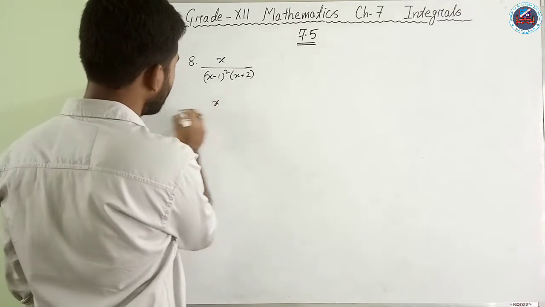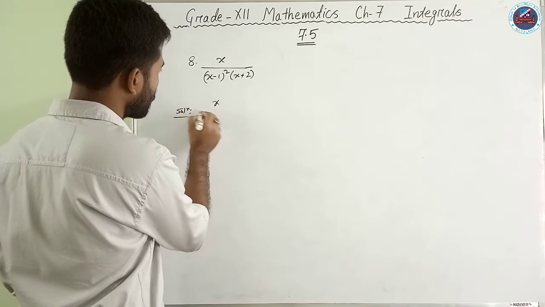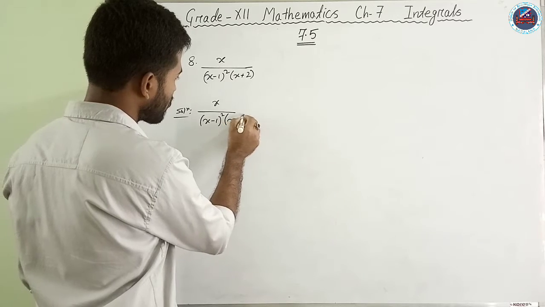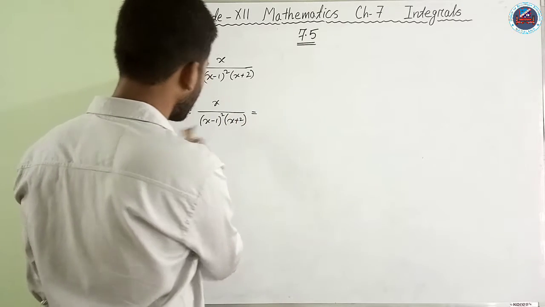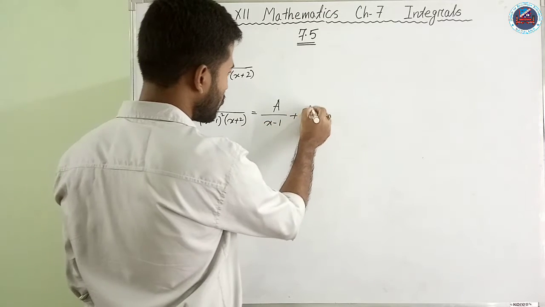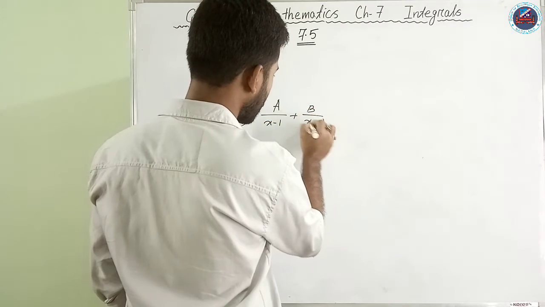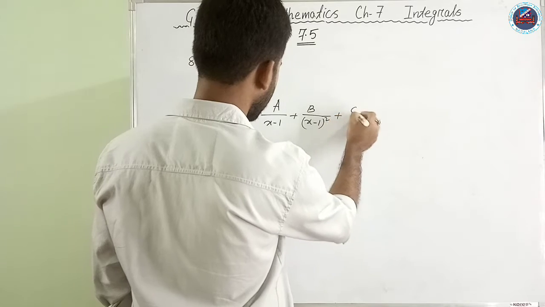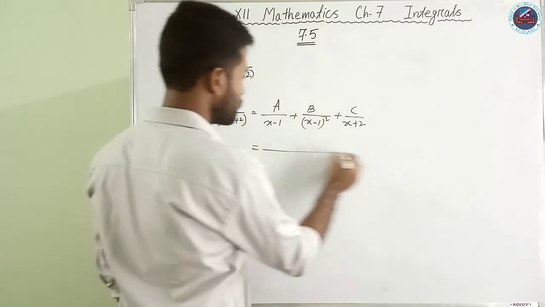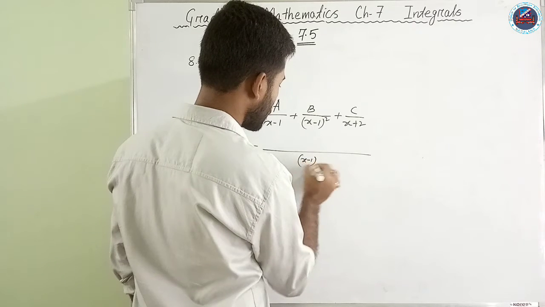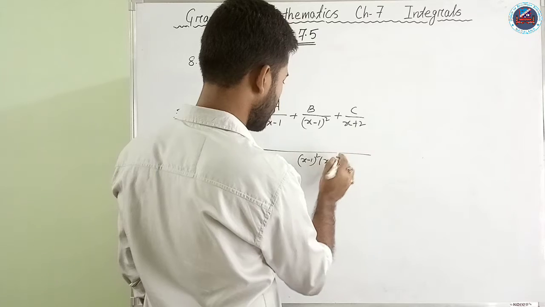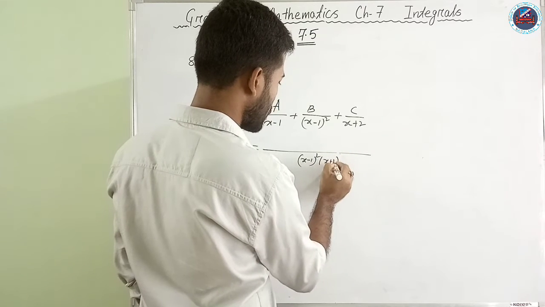Now this can be written as x by (x minus 1) whole square (x plus 2), and since this x minus 1 is repeated twice, I can write a by x minus 1 plus b by (x minus 1) whole square plus c by x plus 2. Now taking the LCM, it will be, sorry, it is repeated already, so it will be x plus 2.